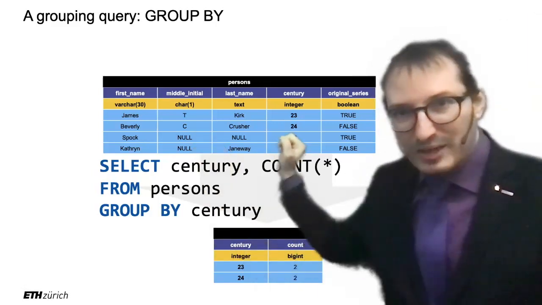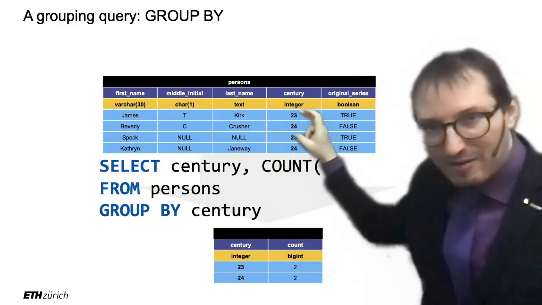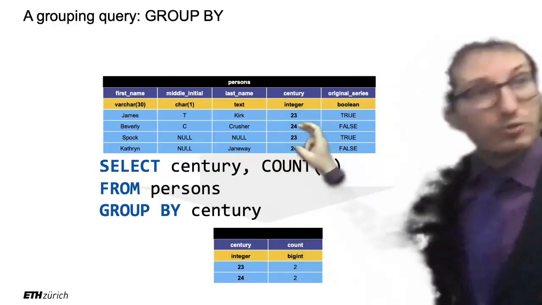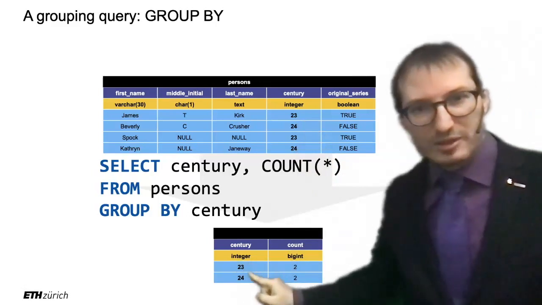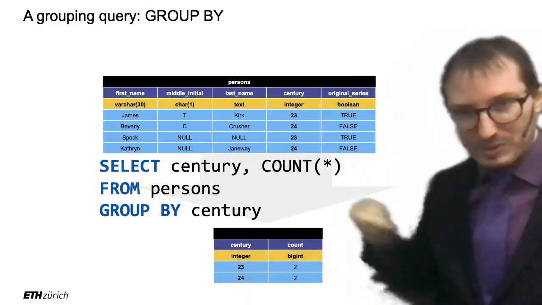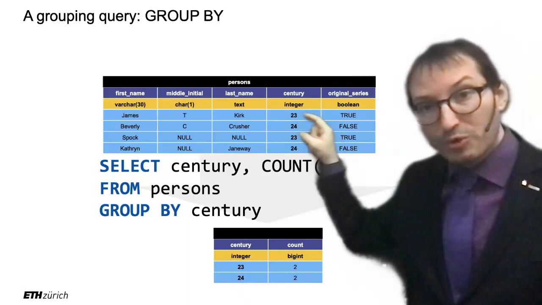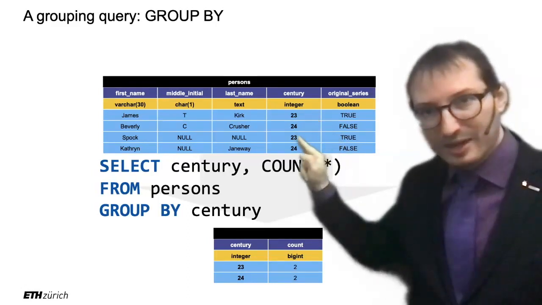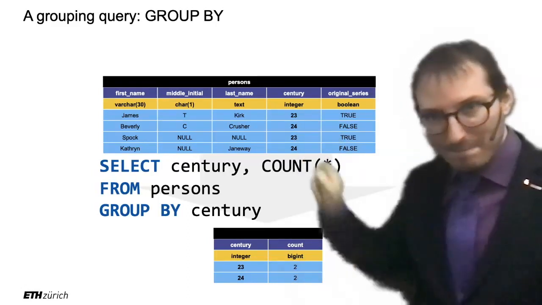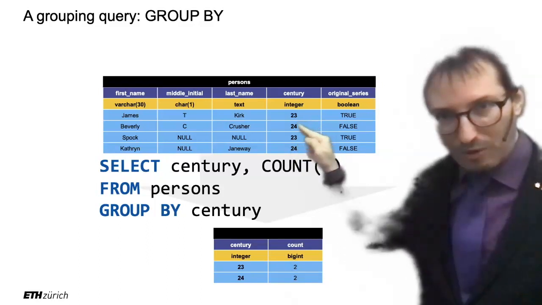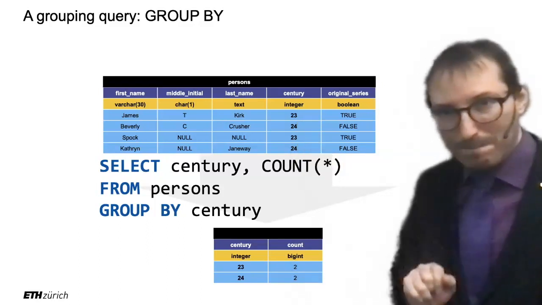Century, group by century is here. How many different values do I have? 23 and 24, right? So 23, 24. Now this count star, we count the number of rows with 23. There's 1 here and 1 there, 2. And how many rows with 24? 1 here and 1 there, 2.